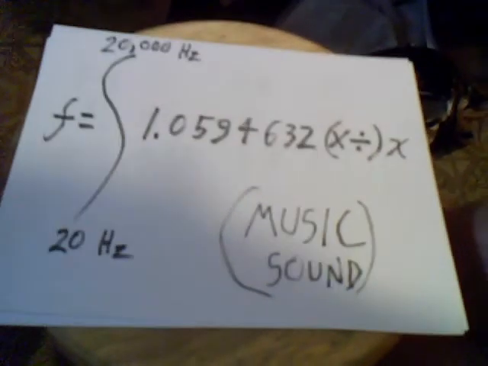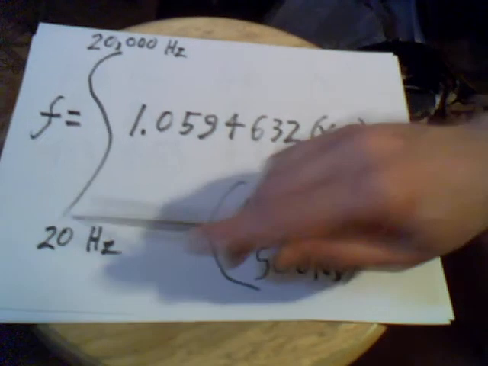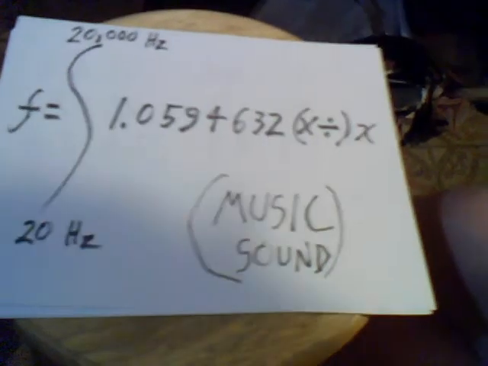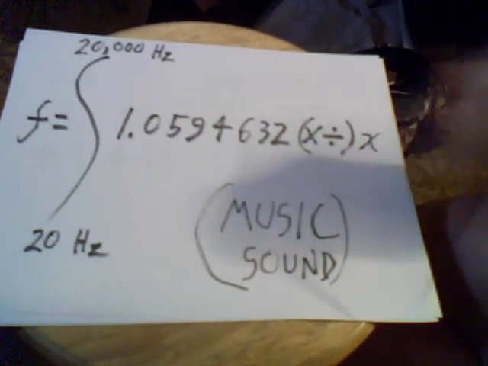And it's real important to zero in on what I'm doing. 20,000 hertz here, 20 hertz at the bottom. So we're going from here up to here. And then we multiply or divide by x. And this is music sound.